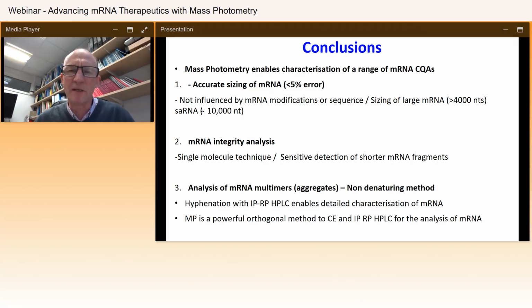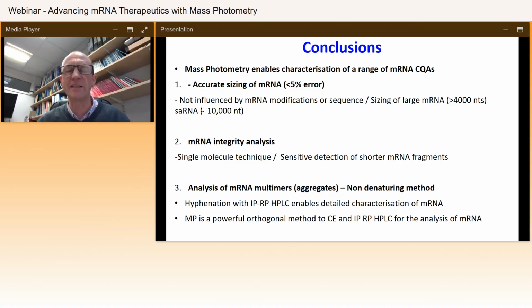Okay, so just to wrap up in conclusions, hopefully I've been able to show that mass spectrometry really offers a powerful tool for characterizing a wide range of different critical quality attributes of mRNA. First and foremost, it really allows us to do accurate sizing of the mRNA, less than 5% error. So this has real advantages over some of the traditional techniques that we've used in the lab, such as capillary electrophoresis and ion pair reverse phase chromatography.